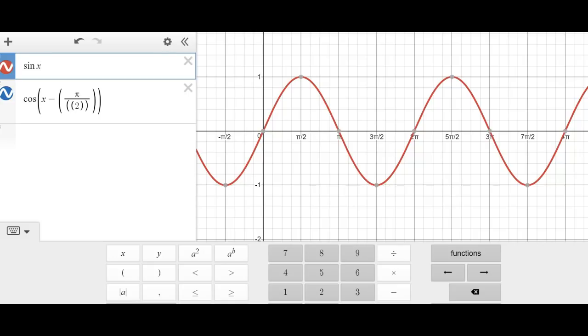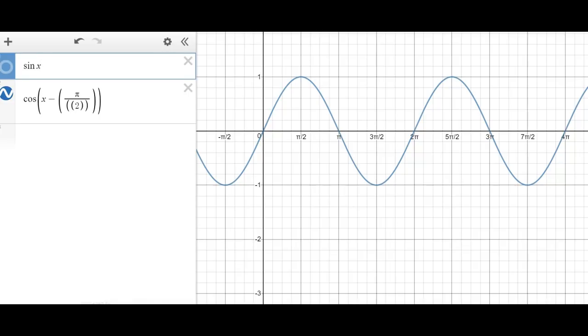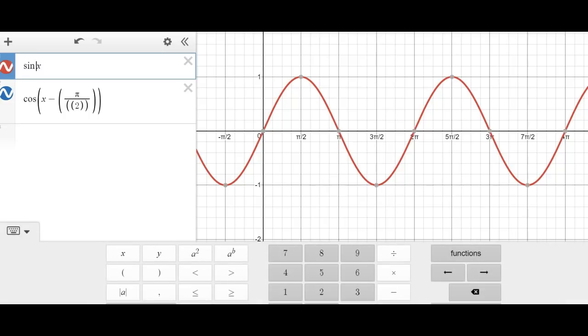So anyway, notice if I turn off the red here, the blue is right behind it. Both of these functions are graphed the same way, or they're the same. The graphs are on top of each other, even though they're being represented by two different functions. So keep that in mind. Sine and cosine are just a shift away from each other.